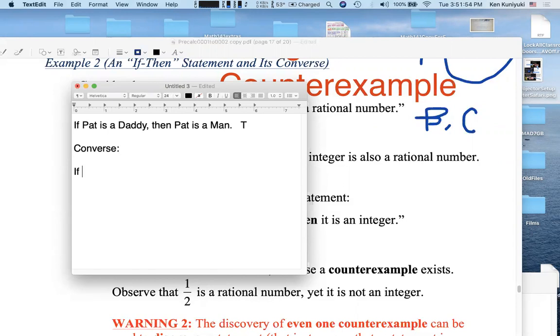The converse would say, if Pat is a man, then Pat is a daddy. Are all men daddies? Am I going to get a surprise in a couple of weeks? This is a false statement. So this is a case where, again, the converse of a true statement is false.